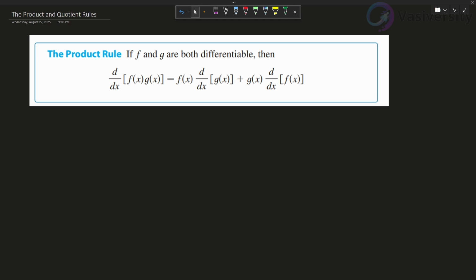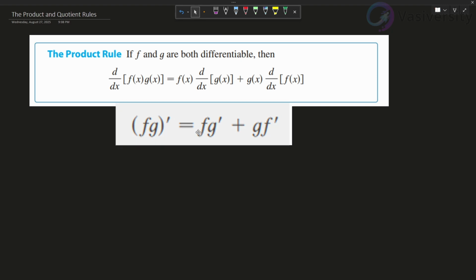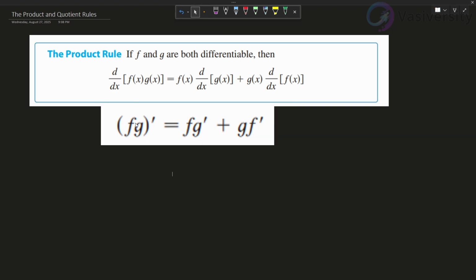So in the prime notation, it would look like this. We have the derivative of f times g, which is equal to f times g prime plus g times f prime. This is very important. This is not equal to f prime times g prime. This is crucial. It's not equal to it.